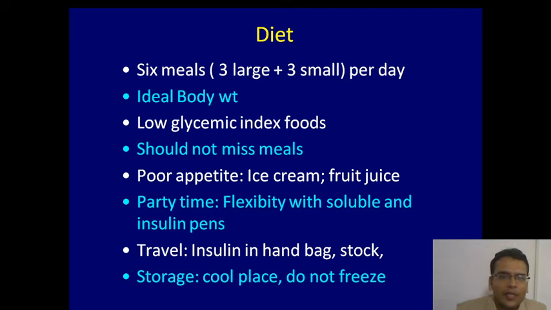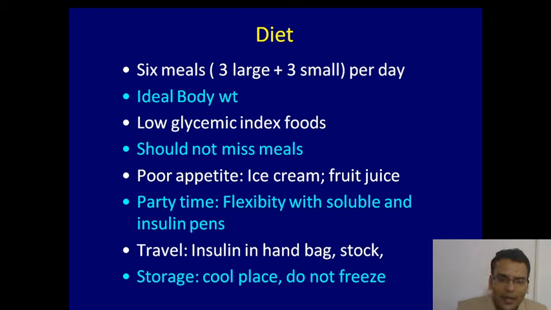When they have party time, or when they tend to have meals other than what is prescribed, they should be provided flexibility in terms of increasing the dose of soluble insulin, calculating the insulin carbohydrate ratio, and accordingly changing their doses of insulin. When they travel, insulin should always be kept in a handbag, and extra supplies of insulin should be kept. Insulin should be stored in a cool place, that is in a refrigerator, or in an earthen pot. However, insulin should never be frozen.